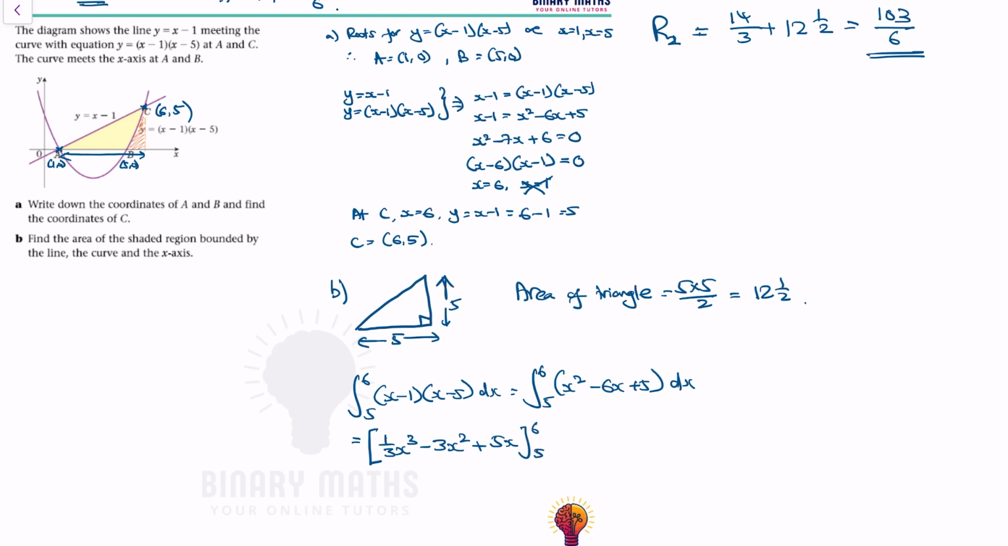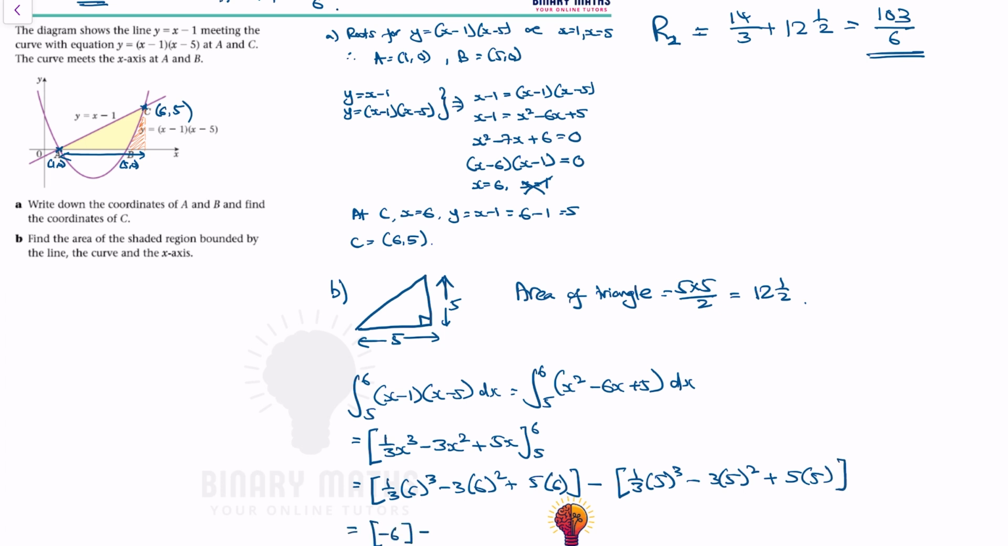Okay, so when you substitute this in, you get a third times 6 cubed minus 3 times 6 squared plus 5 times 6. Take away a third times 5 cubed minus 3 times 5 squared plus 5 times 5. Okay, for the first one you get negative 6. And for the second one you get negative 25 over 3. And when you input this into the calculator, you get 7 over 3.